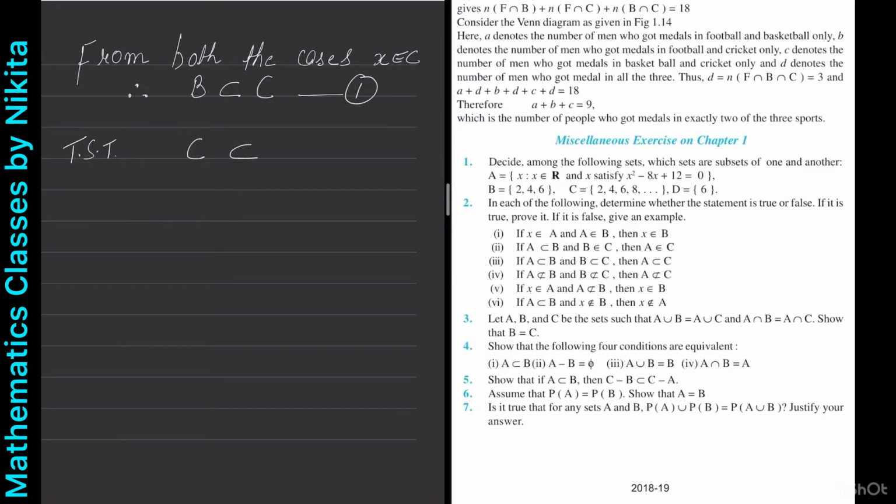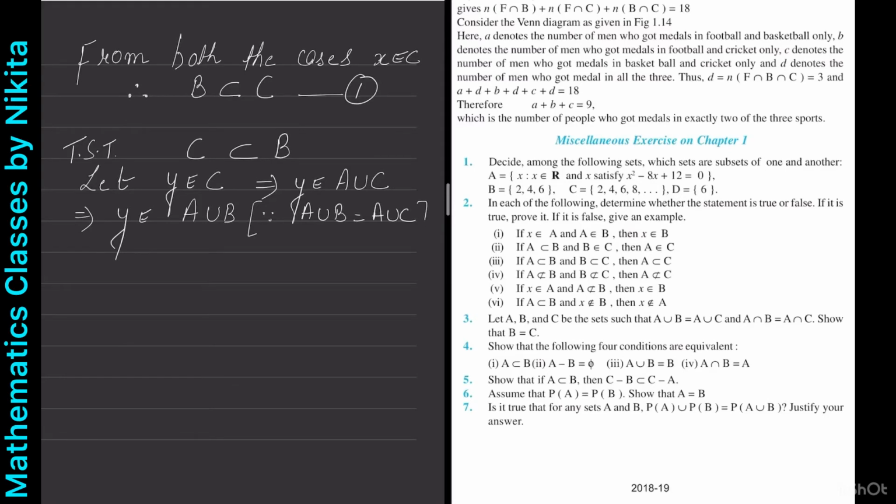C is contained in B. So take an arbitrary element y in C. So let y belong to C. So this implies that y belongs to A union C, and this implies that y belongs to A union B, because A union C is equal to A union B. So you have to write the reasons, since A union B is equal to A union C. And this implies y belongs to A or y belongs to B.